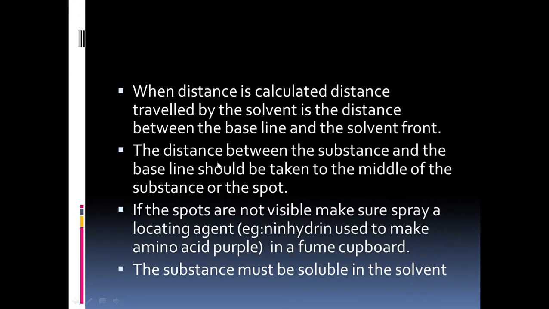When the distance is calculated, the distance traveled by the solvent is the distance between the baseline and the solvent front. The distance between the substance and the baseline should be taken to the middle of the substance or the spot, not at the top of the spot or at the beginning of the spot. If the spots are not visible, make sure to spray a locating agent in a fume cupboard. Example, ninhydrin, which is used to make colorless amino acid spots purple in color.